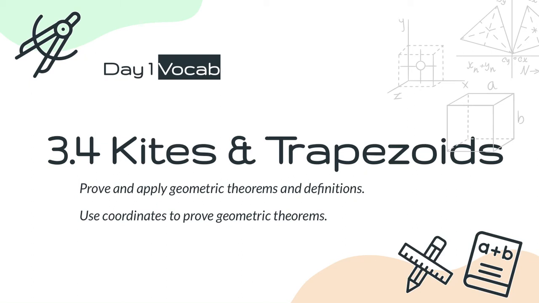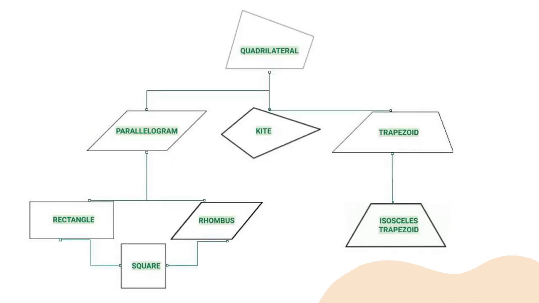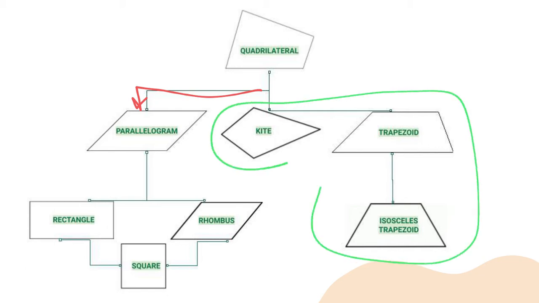Now that we have talked about parallelograms and special types of parallelograms, we're going to look carefully at kites and trapezoids. So we've talked about this branch, but now we are going to focus on the kite as well as the trapezoids. Notice that these are distinct shapes from one another. A kite has properties that are specific to it, and then the trapezoid has properties that are specific to it, but an isosceles trapezoid is a type of trapezoid.